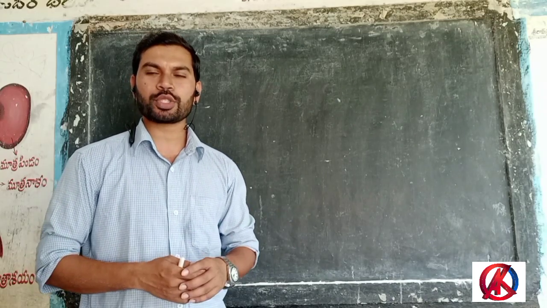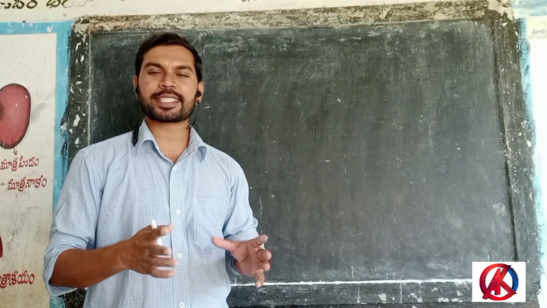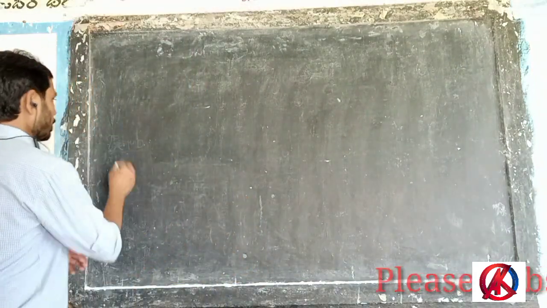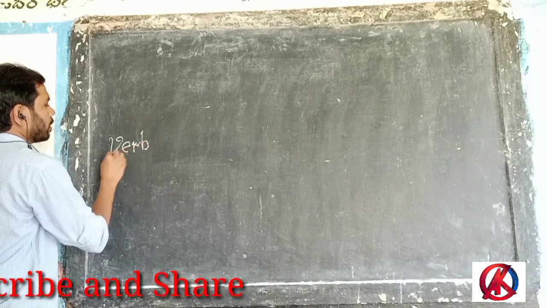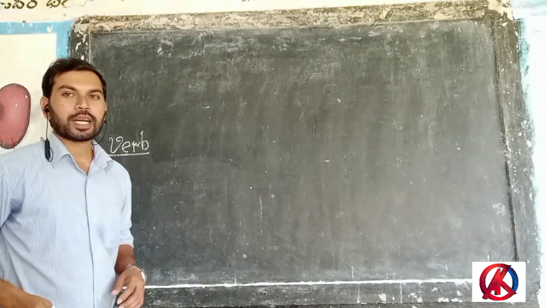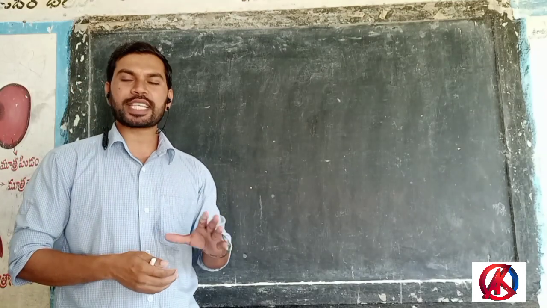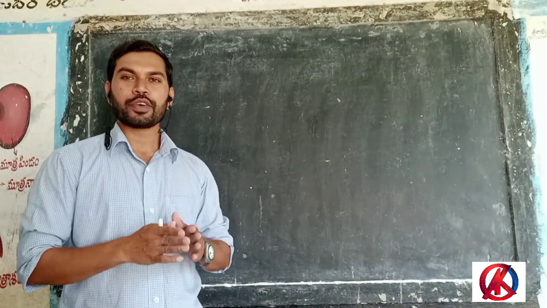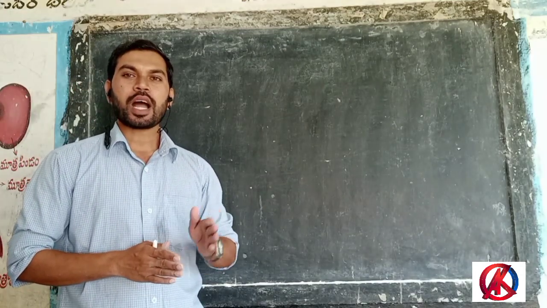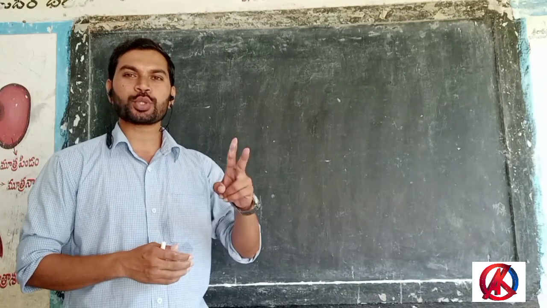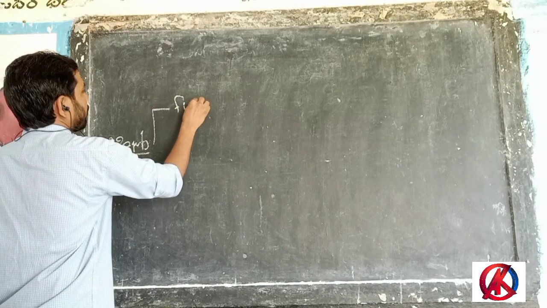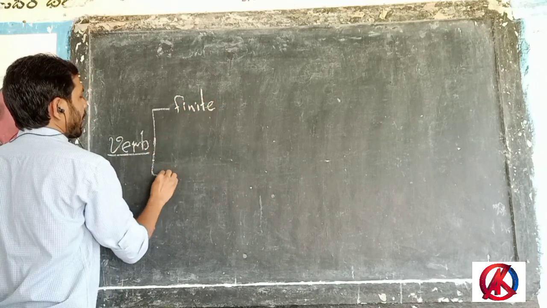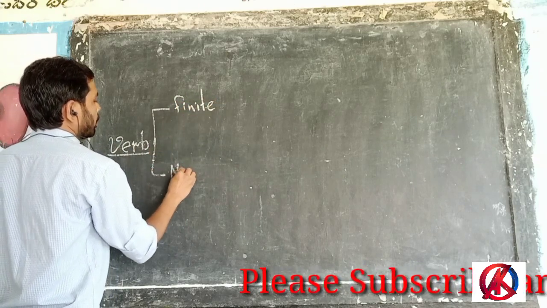Today we shall learn about what is verb and its types. So first and foremost, let us see what is verb. A verb shows a noun's action or state of being. A verb has been divided into two types. They are finite verb and non-finite verb.